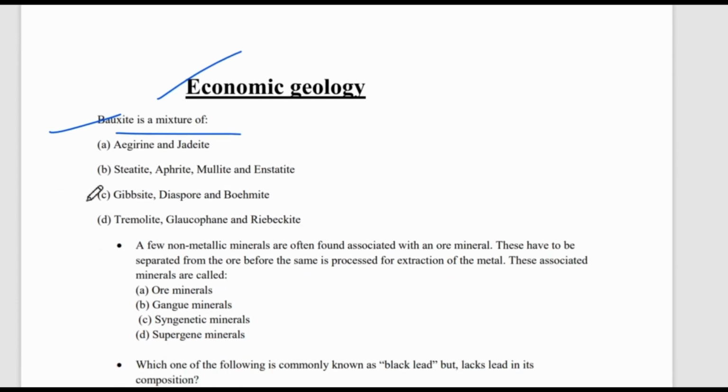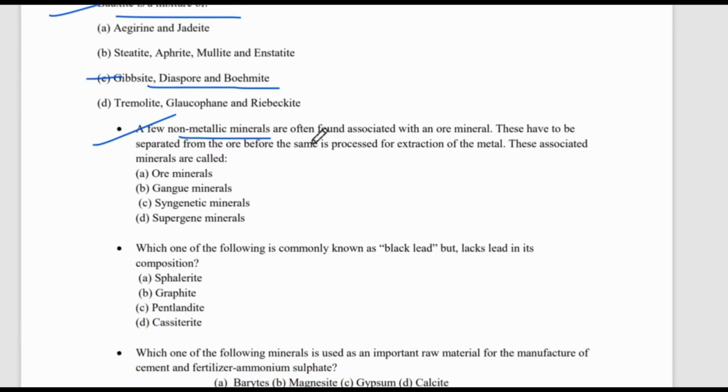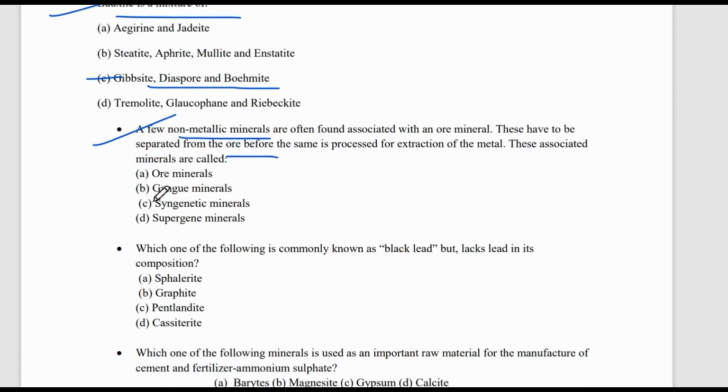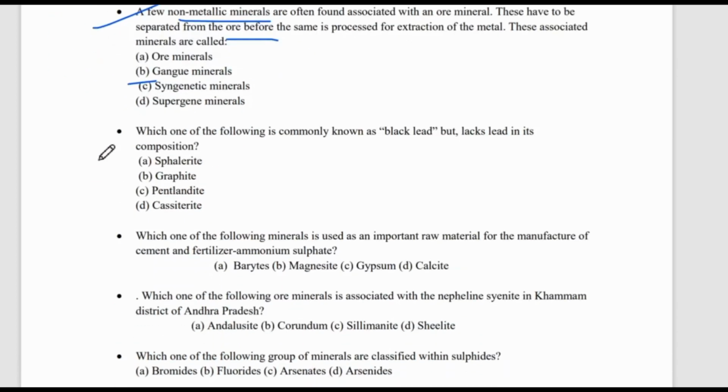Bauxite is a mixture of gibbsite, diaspore, and boehmite. A few non-metallic minerals are often found associated, separated from the ore body. Okay, so I'm not discussing them in very much detail. I'm just telling you the topics from which they are asking the questions, right? So it is gangue mineral. Next is black lead. It is graphite.